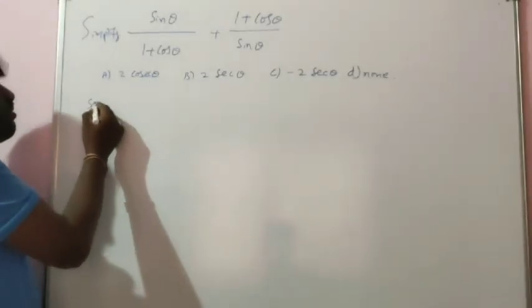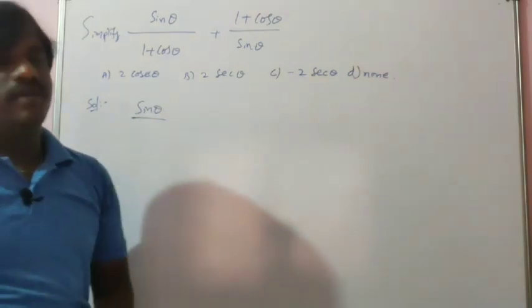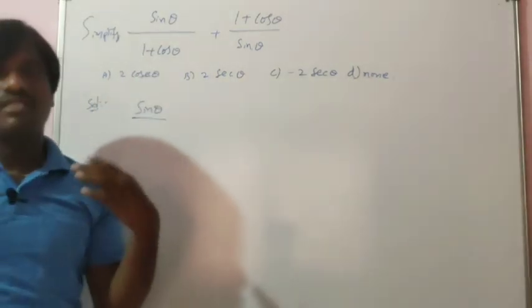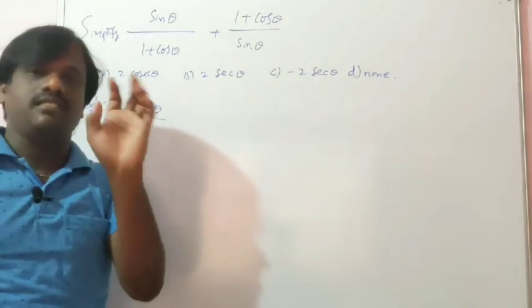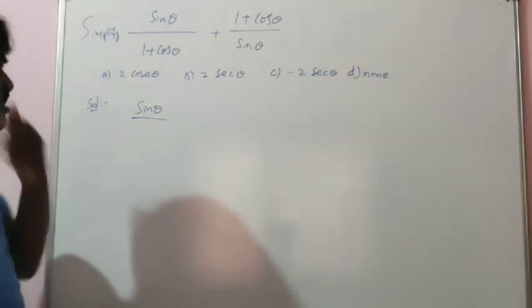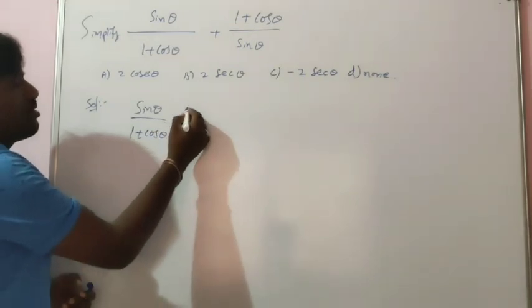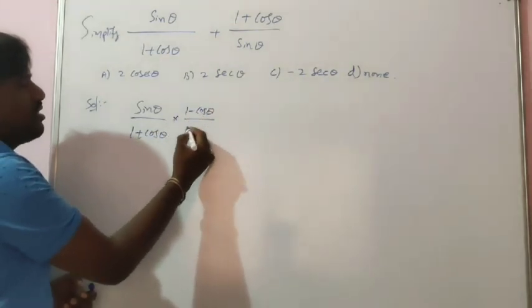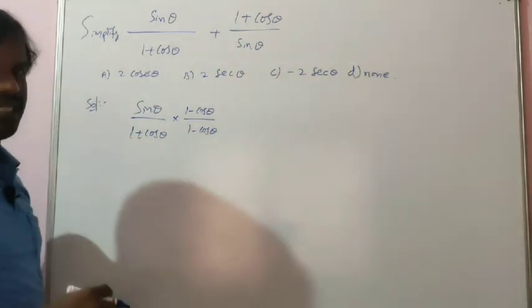So what we do here, we can write sin theta upon 1 plus cos theta. Whenever you have 1 plus cos theta or 1 plus sin theta in the denominator, you try to rationalize. This is what you have to know. So you have to rationalize. For 1 plus cos theta, the rationalizing factor is 1 minus cos theta. Here we call it the rationalize concept, but it is not exactly that name.